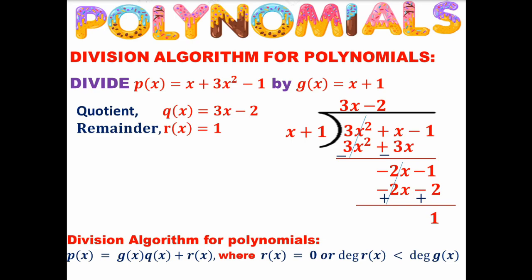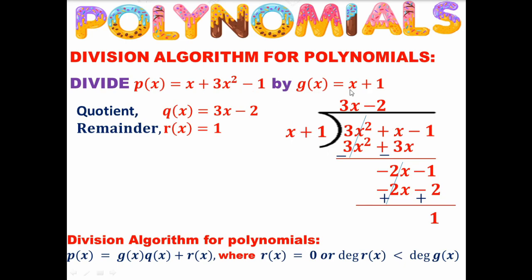We also have division algorithm for polynomials as we saw for real numbers. In real numbers, we said if a and b are two real numbers, then we have a equal to bq plus r. Similarly, if p of x and g of x are two polynomials, then we have the division algorithm as p of x equal g of x into q of x plus r of x, and r of x should be either 0 or its degree should be less than that of the divisor. Now let's verify it for our example.